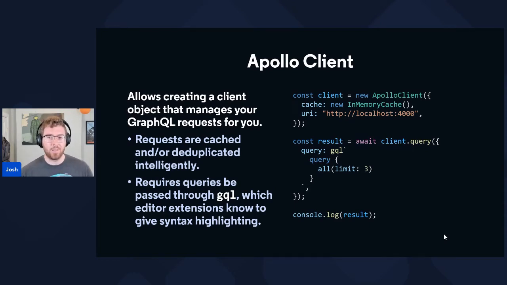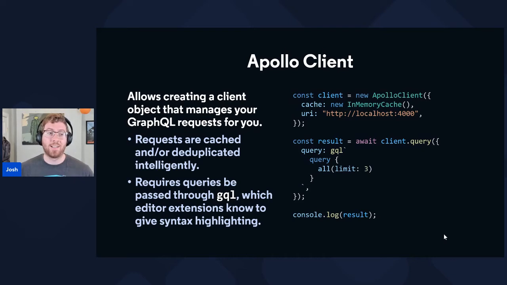It'll do nice things around caching and deduping requests. And one very key thing here is that it requires queries be passed through this GQL string function, which editor extensions know to give syntax highlighting, one of the cute little modern standards. All my syntax examples are copy and pasted from VS Code, and this is the native syntax highlighting with the GraphQL extension.